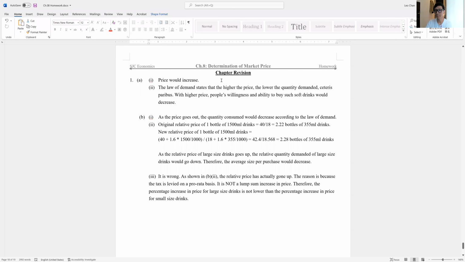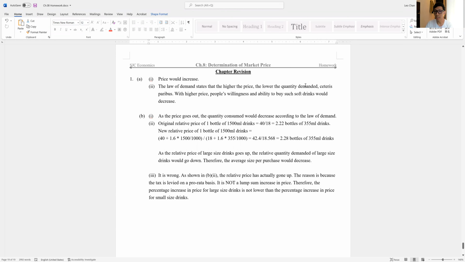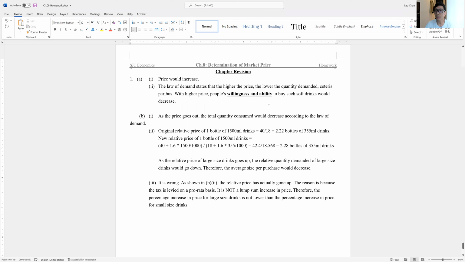Because by the law of demand, higher the price, lower the QD. Now here, with a higher price, people's willingness and ability, 记住啦，人嘅 willingness, the ability to buy soft drinks would decrease. Therefore, they will buy less. This is how you discourage, right? Then B1 asks, what will happen to the total quantity consumed according to the law of demand, right? Higher the price, lower the quantity. The total quantity consumed would decrease according to the law of demand, no problem.